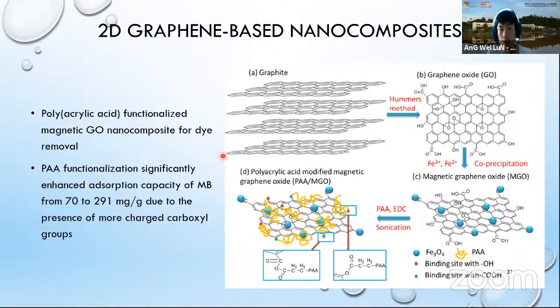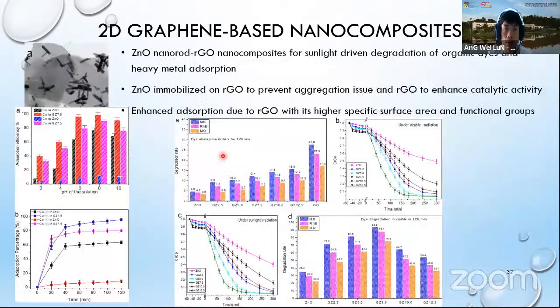So that's why a lot of people are trying to functionalize the graphene oxide or the graphene with other materials. And here is another case showing that the graphene oxide is decorated with zinc oxide nanorods. The 3D image shows the zinc oxide nanorods, and the background gray area here is the reduced graphene oxide layer.